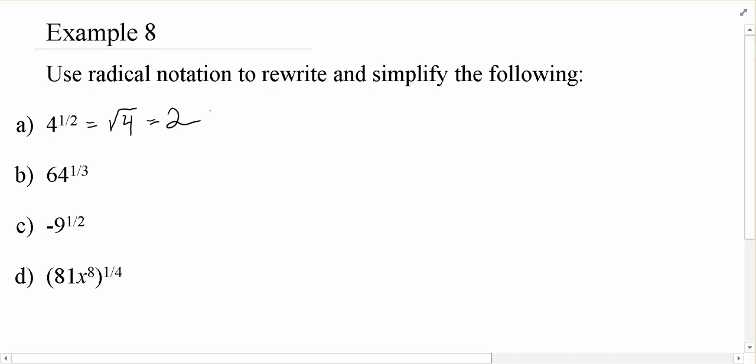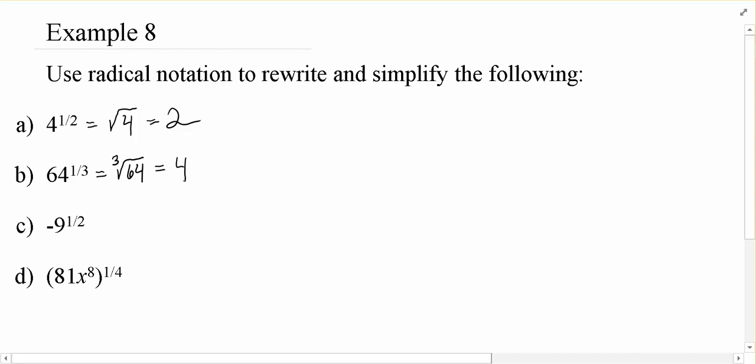That's easy. Second example, the 1/3 power. The 1/3 power means cube root. So this problem is asking for the cube root of 64. If you go back to your powers chart, you'll find that that's 4.